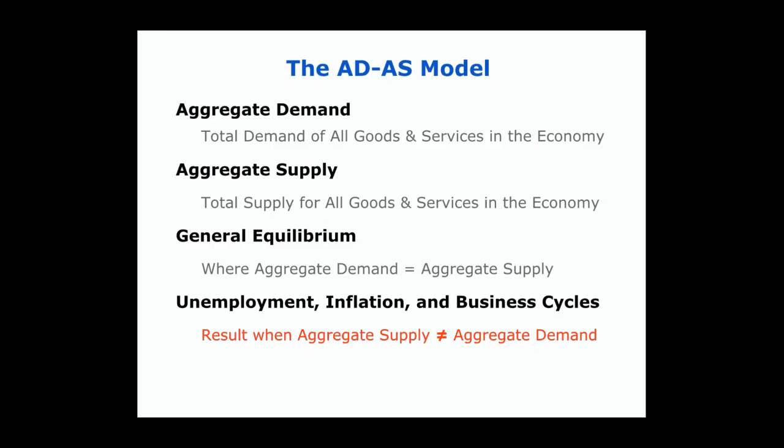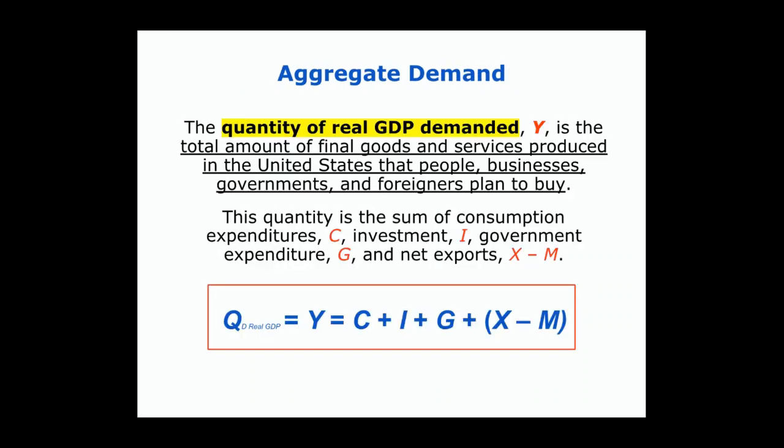In this model, we have aggregate demand and aggregate supply, which is the total demand and total supply that exists in the economy, and when those are in balance, we have general equilibrium. Now, the important thing is that when those are not in balance, that's when we have either unemployment or inflation or problems with business cycles. So we can look at aggregate demand to start.